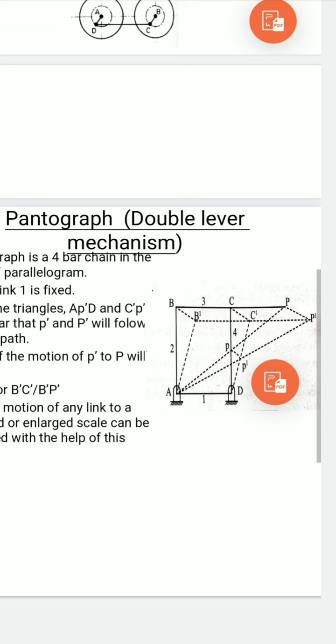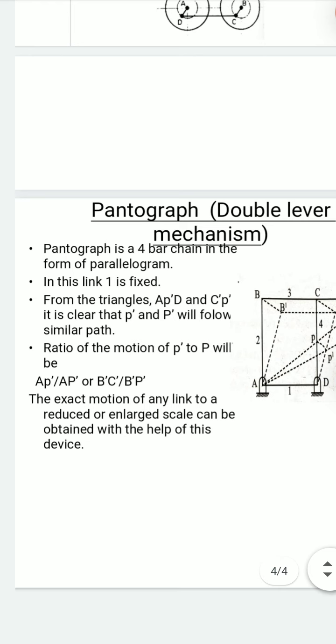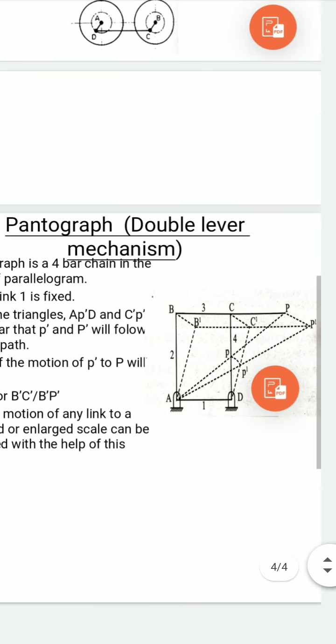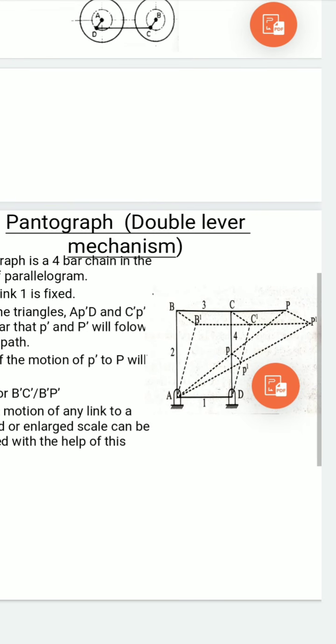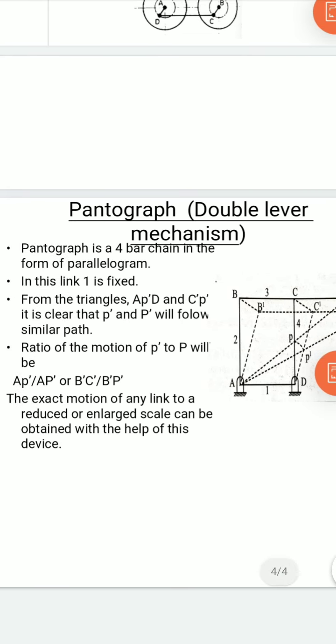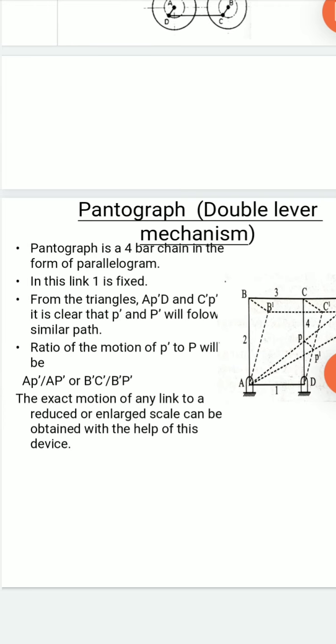So in this case, the length of the link AB is equal to the length of the link CD, and the length of the link AD is equal to the length of the link BC here, right? So it is a 4-bar chain in the form of a parallelogram, and link BC is extended to the point P. In this mechanism, the link 1 is fixed here.